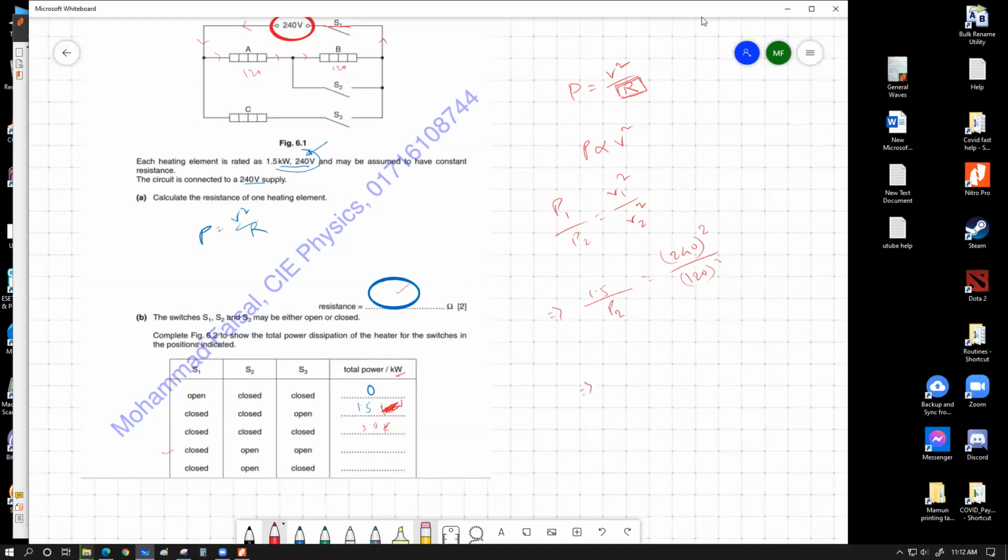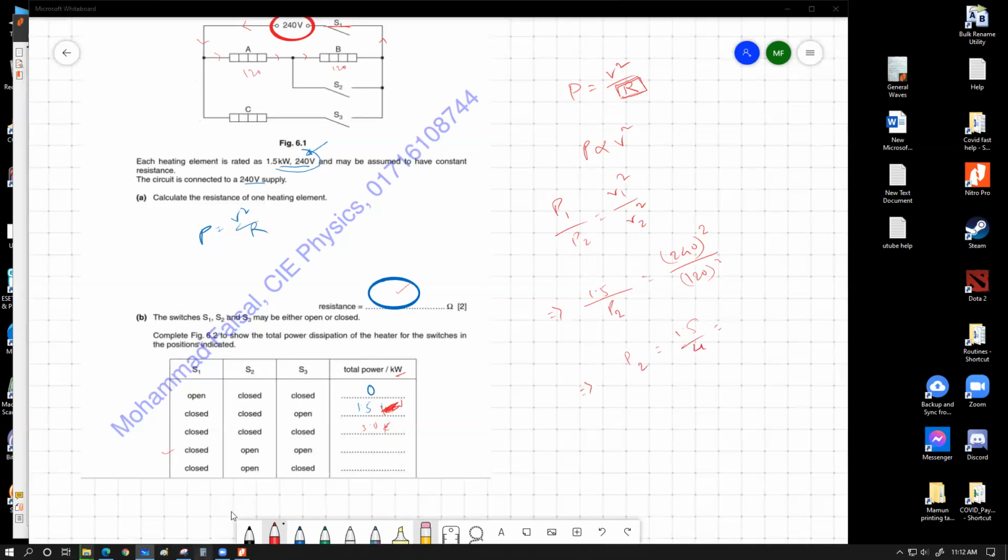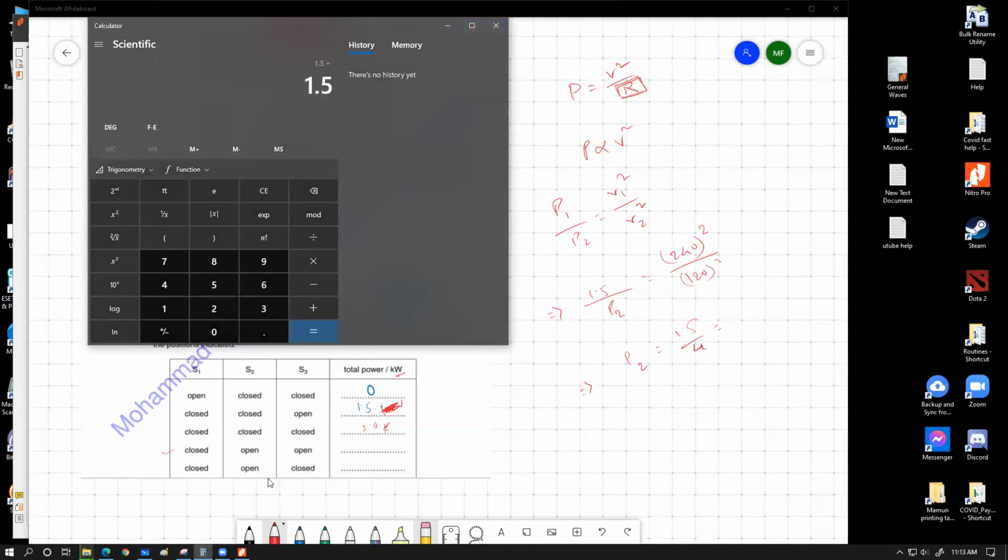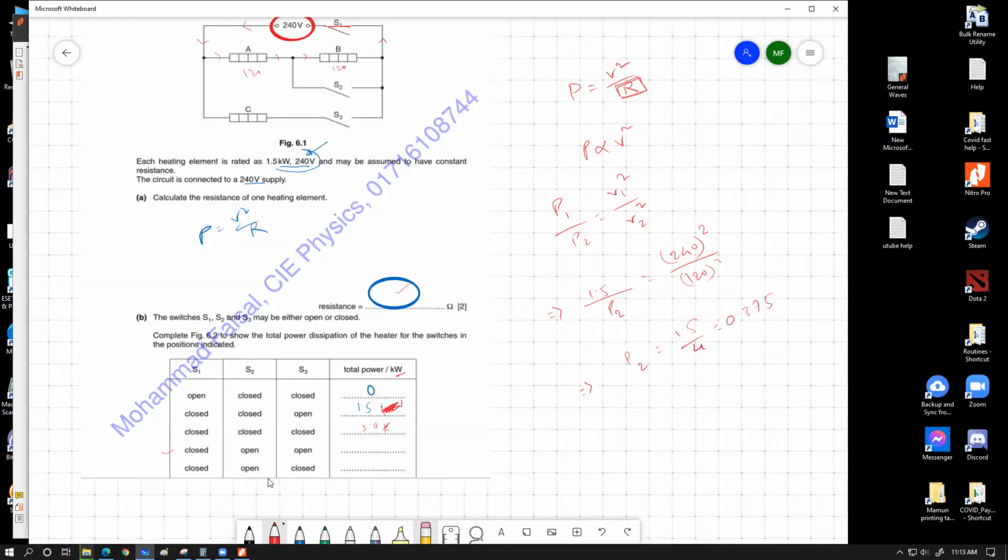Calculate this and see what the new power comes to. Try to calculate this one and figure it out. You'll find this will become 0.375. Calculate it and see what you get. It gives us 0.375 kilowatt. So one of these heating elements will give us a power of 0.375 kilowatt.